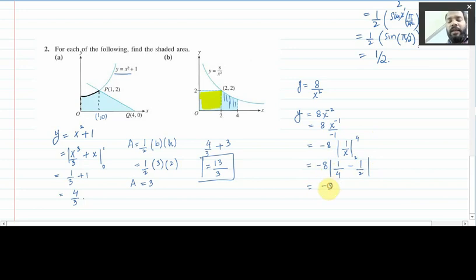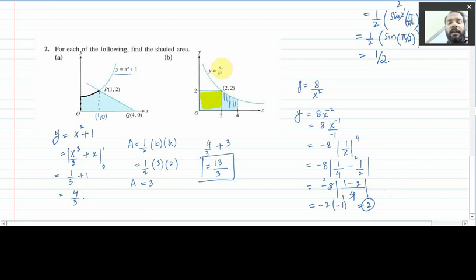negative 8 outside, LCM is 4, so it will be 1 minus 2, since 4 ones are 4, 4 twos are 8, so it's minus 2, and minus 8 times minus 1 over 4 leads to 2. Alright, so that is your area for the curve part.